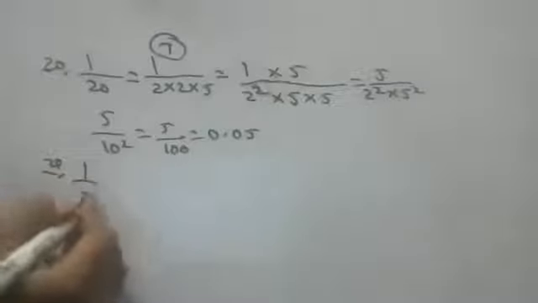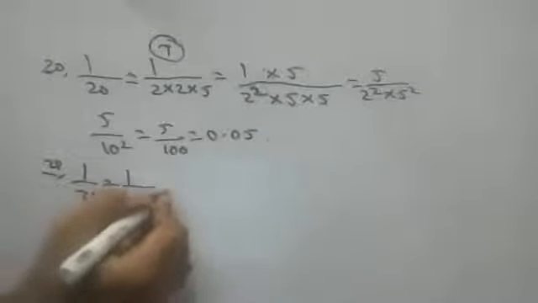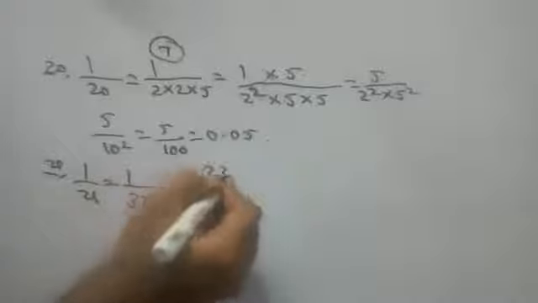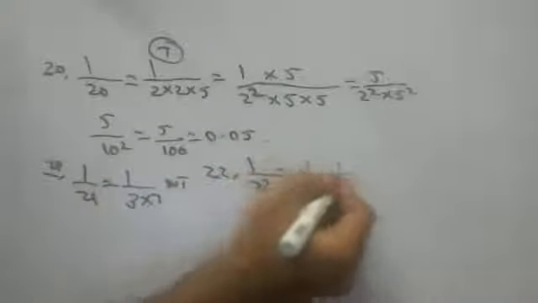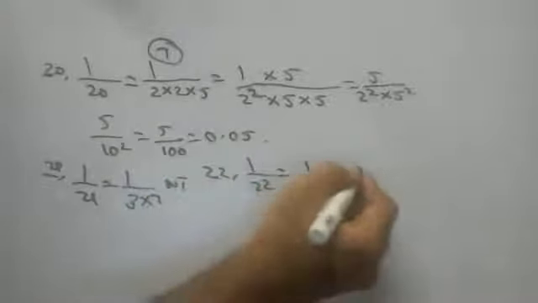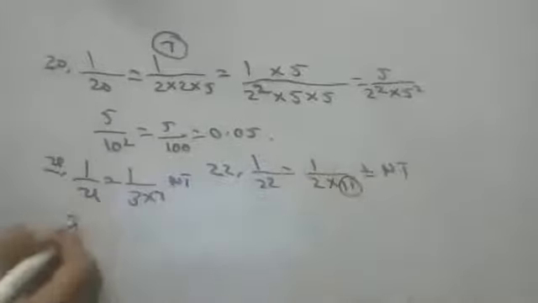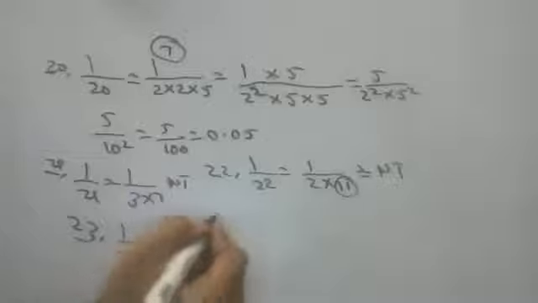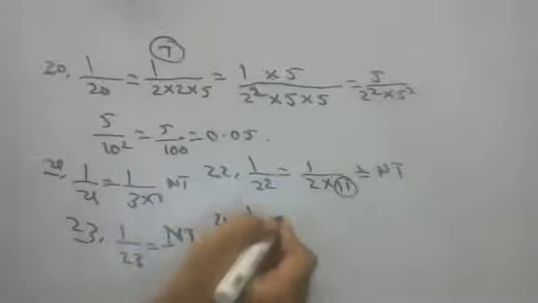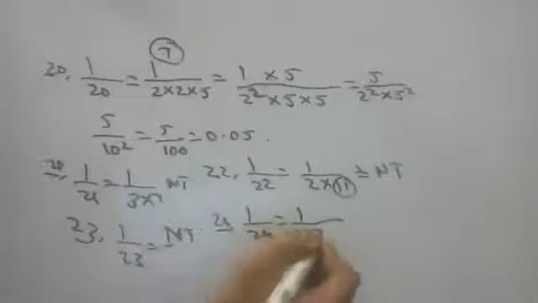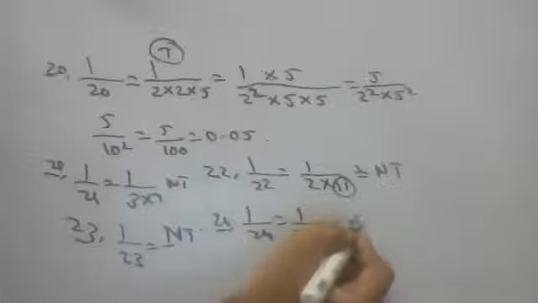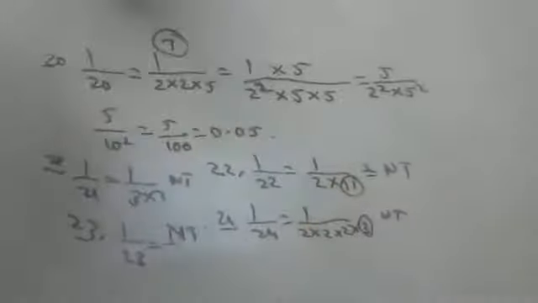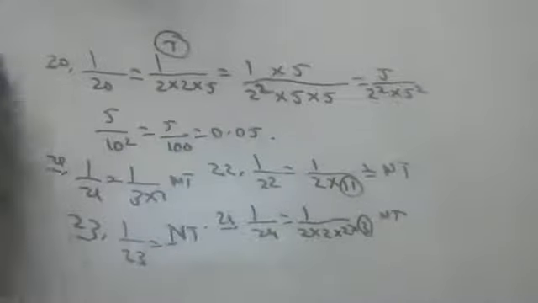1 by 21. So 1 by 3 into 7. Non-terminating. 1 by 22. 1 by 2 into 11. 11 is there. Non-terminating. 1 by 23. 23 is there. Non-terminating. 1 by 24. 24 means what, children? Prime factorization. 2 12s are, 2 6s are, 2 3s are. 3 is there. Non-terminating. Okay, children? You are able to understand?